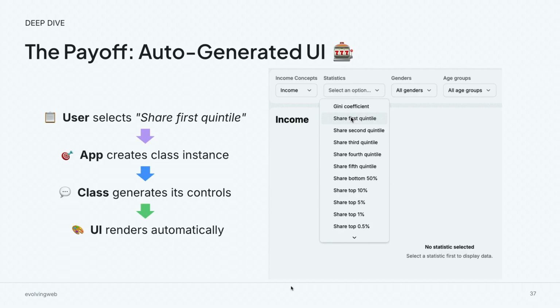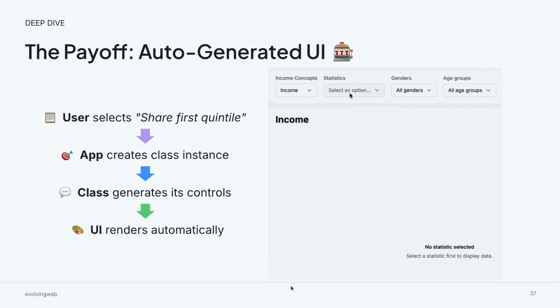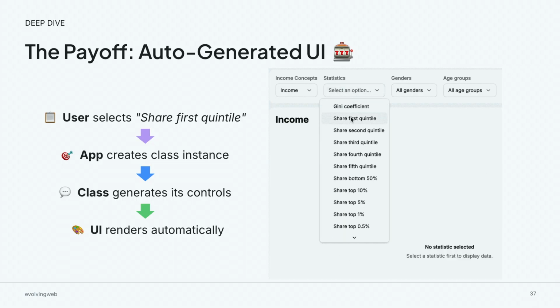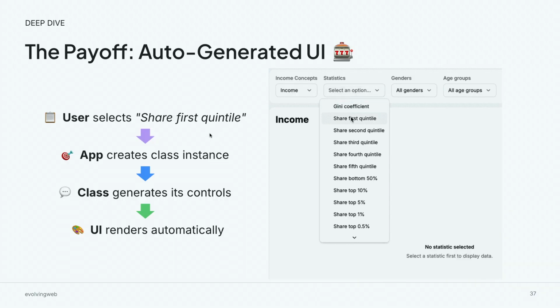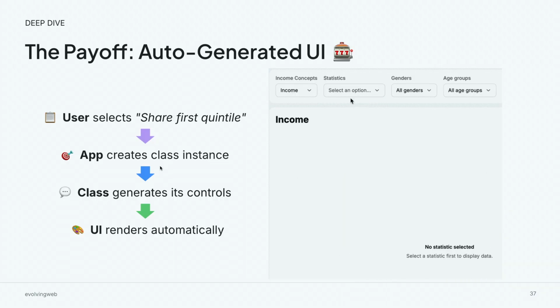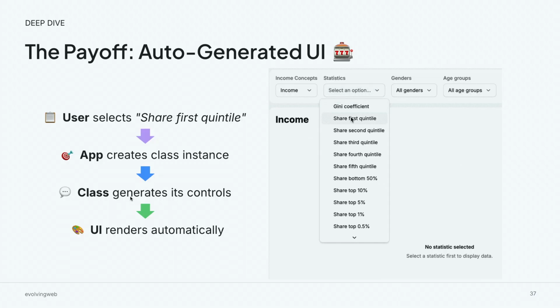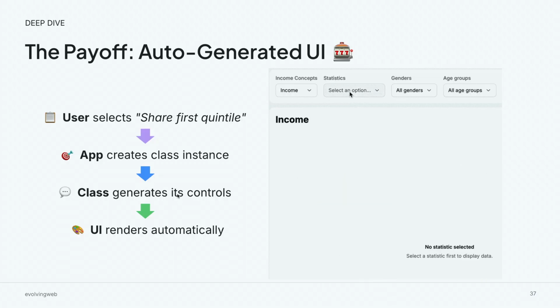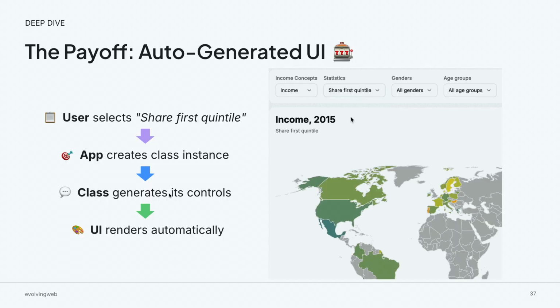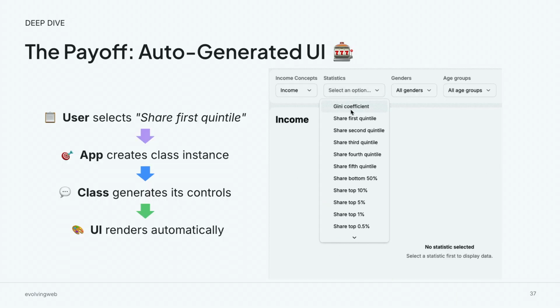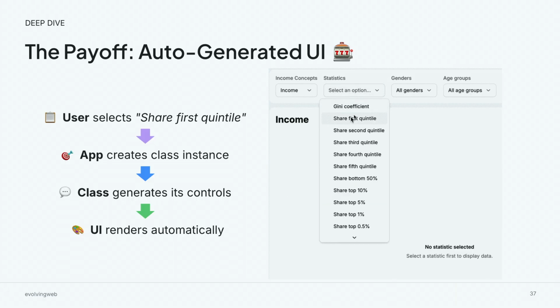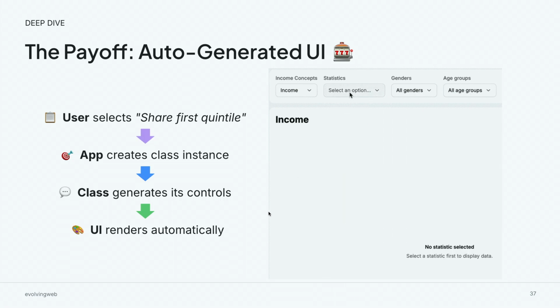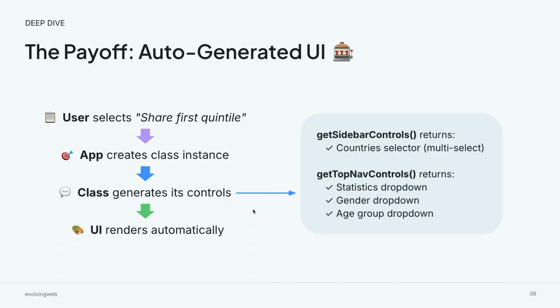So then finally we have what we can call the payoff. It's kind of an auto-generated UI. The user is going to select, for example, share first quantile. It's a specific statistic we have. Then the app is going to create the class instance. The class is going to generate its controls. I'm going to show you later, but in the class we have some methods to list all the controls we're going to need, and then the UI will render automatically. So basically we select a statistic, and then we have the result, which is the map chart.